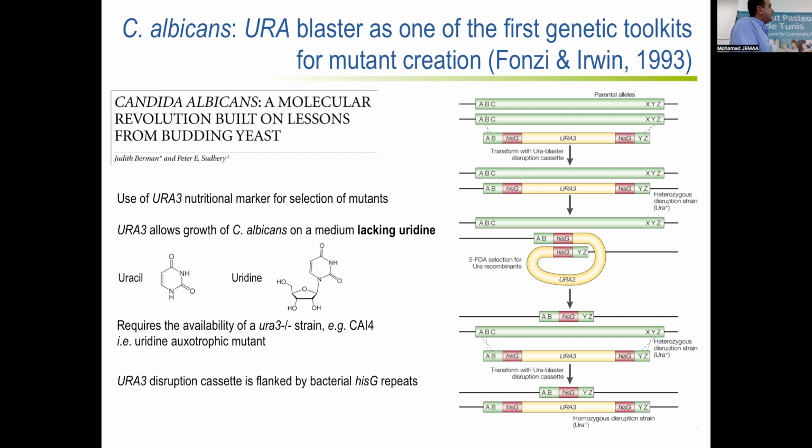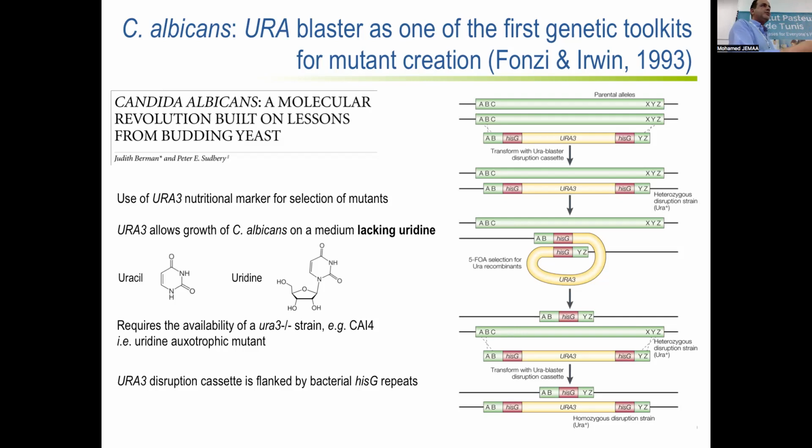So the first strain that has been developed by the Candida community is a CAI4 strain. This is a derivative of the SC5314 strain, and we call it auxotrophic, meaning that it cannot use uridine as a nutritional source. So when you remove uridine from the medium, this lab strain cannot grow. And that's how we can use the URA3 marker to select for mutants later on, right?